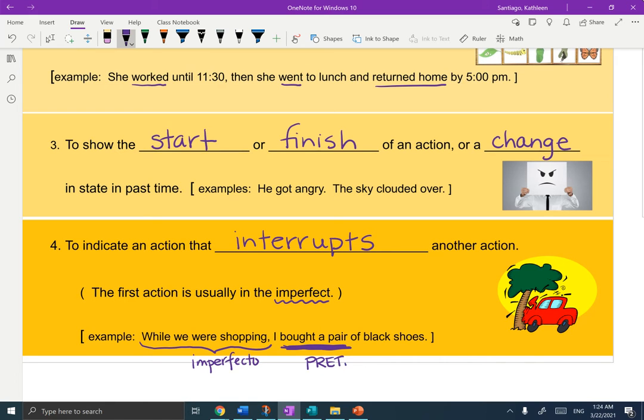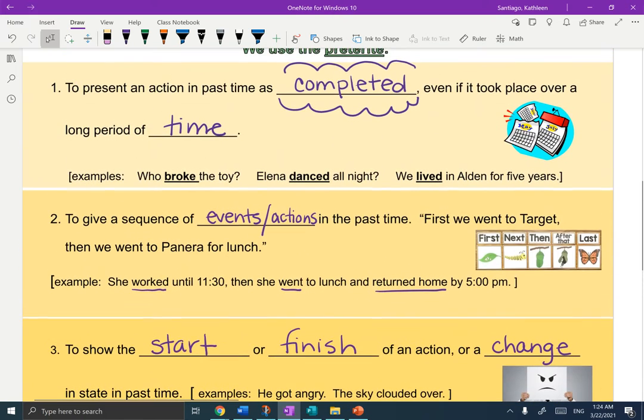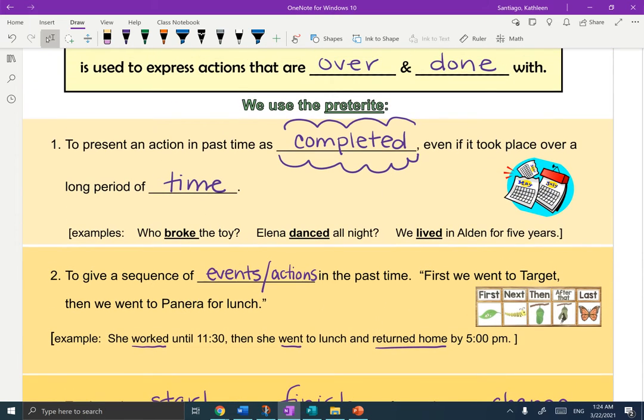Okay, this action interrupted the shopping. I think about this as the car accident one, right? So on our way to grandma's house, we hit a car. So on our way, and the hit the car interrupted. Number one is really where we're going to be focusing. Okay, actions that are over and done with, something that's completed. So we're going to focus right here.